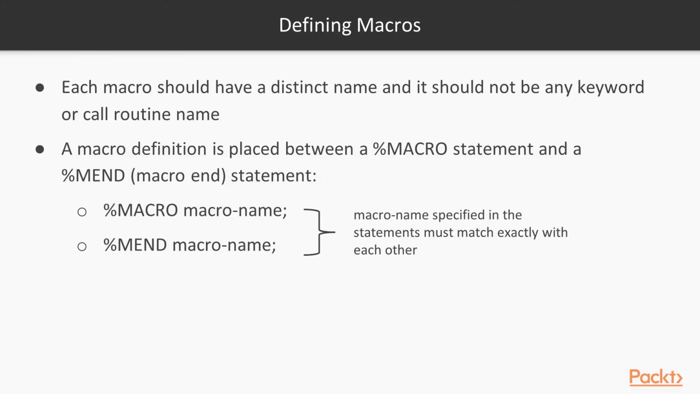So as you can see in this example here, %macro, then macro name, and to end this macro we use %mend and the same macro name is specified for the %mend statement. The macro name specified in the %mend statement and in the %macro statement must match exactly with each other to specify that this is one macro.